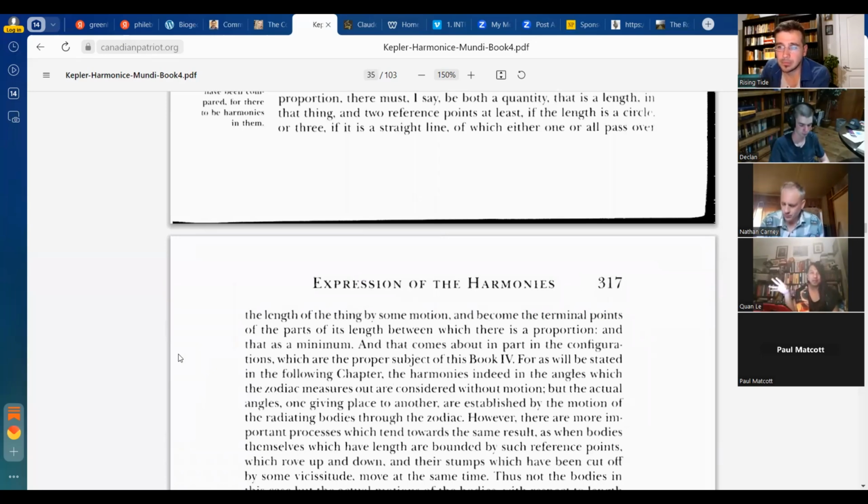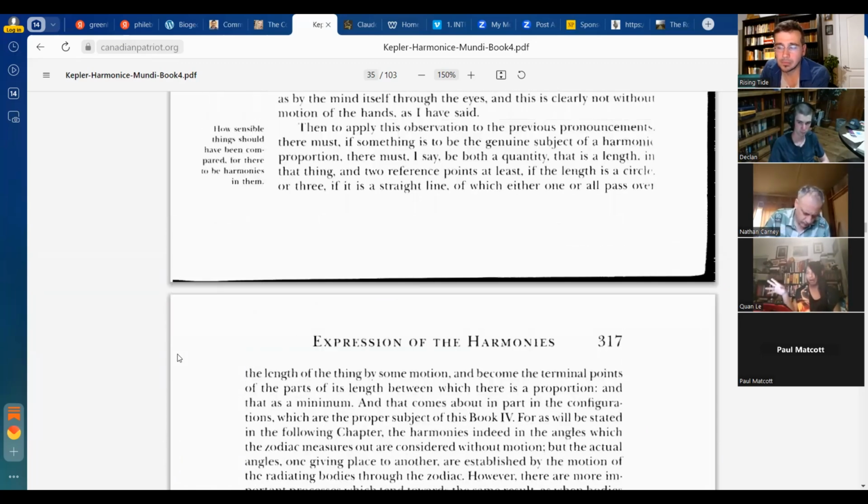I just want to take ten seconds to read the title of chapter 3 again. What are the types of the harmonized? That is, of the things, whether sensible or immaterial, in which the harmonies or the harmonic proportions have been expressed, whether by God or man, and in what way.